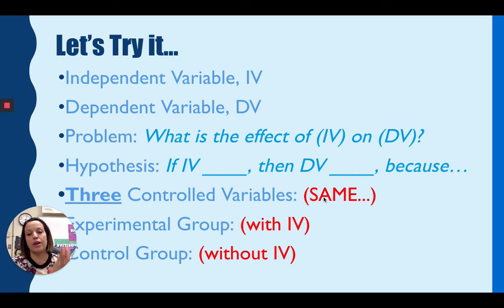3 controlled variables. This is very important. If I want to know if drinking coffee really has an effect, then other factors have to be the same.